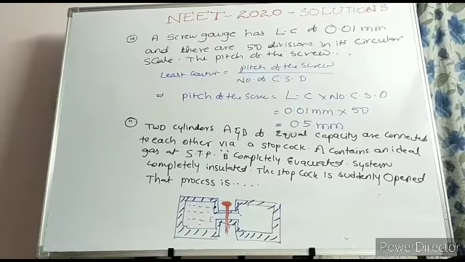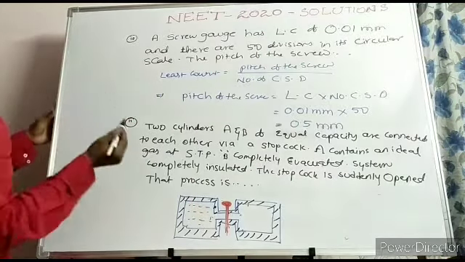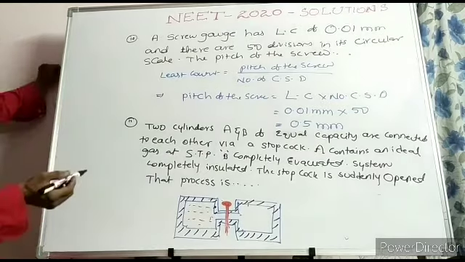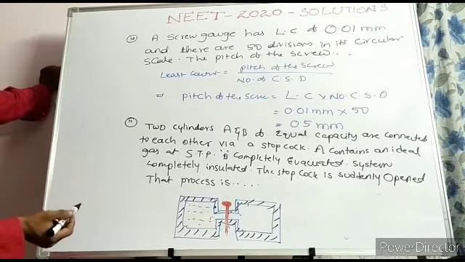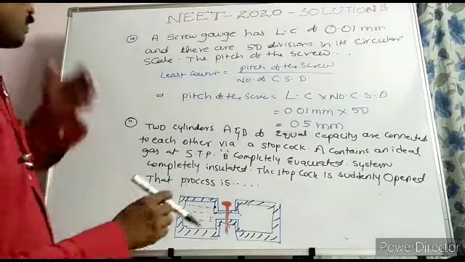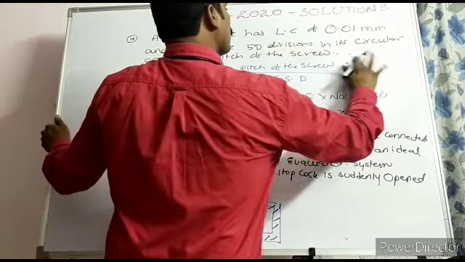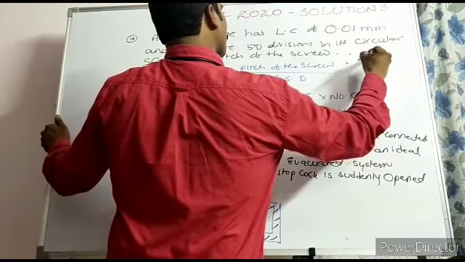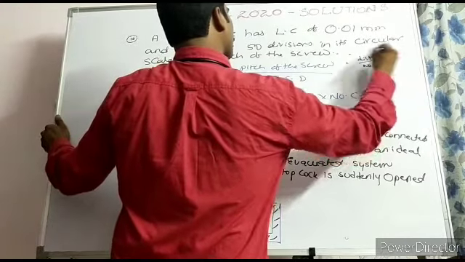Now, a screw gauge has a least count of 0.01 millimeter, and there are 50 divisions on the circular scale. We have to find the pitch of the screw. In general, least count can be defined as the ratio of the pitch of the screw to the number of circular scale divisions. As well as we know, pitch of the screw is nothing but the distance travelled per number of rotations.